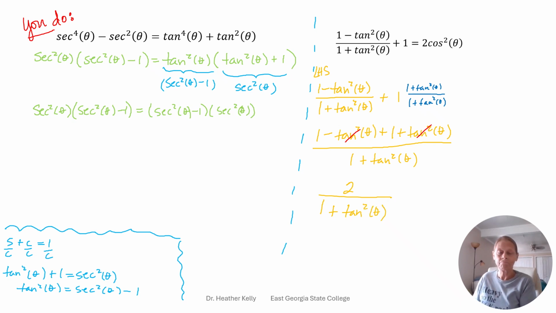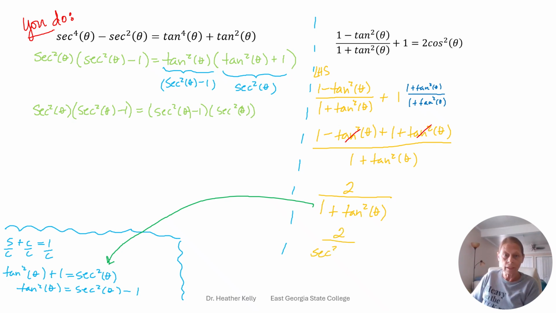Now, that is now equal to 2, but what else is 1 plus tan squared theta? 1 plus tan squared theta is equal to secant squared theta. So this is going to give us a 2 over our secant squared theta, which secant is 1 over cosine, so that is equal to 2 cosine squared theta.